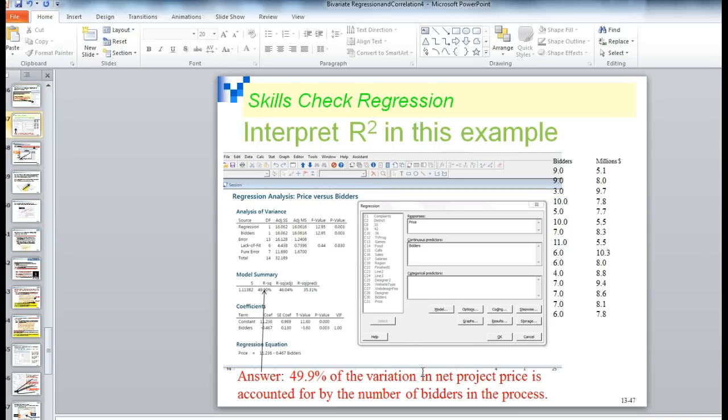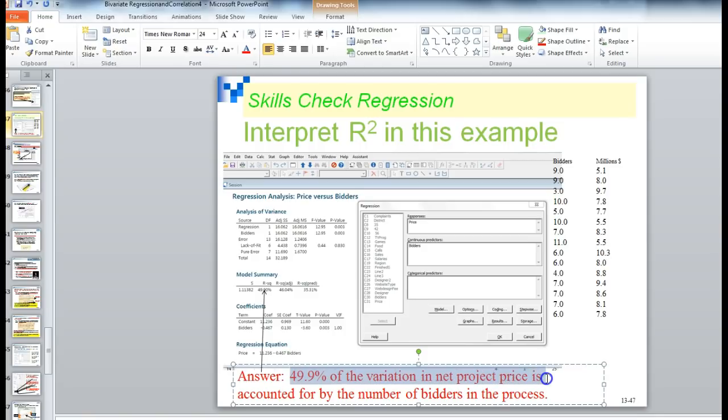Another example, here we have bidders. This is the one with the bidders and the price. And we have an R squared of 49.9. So interpret R squared: 49.9% of the variation in net project price is accounted for by the regression equation, or the number of bidders.